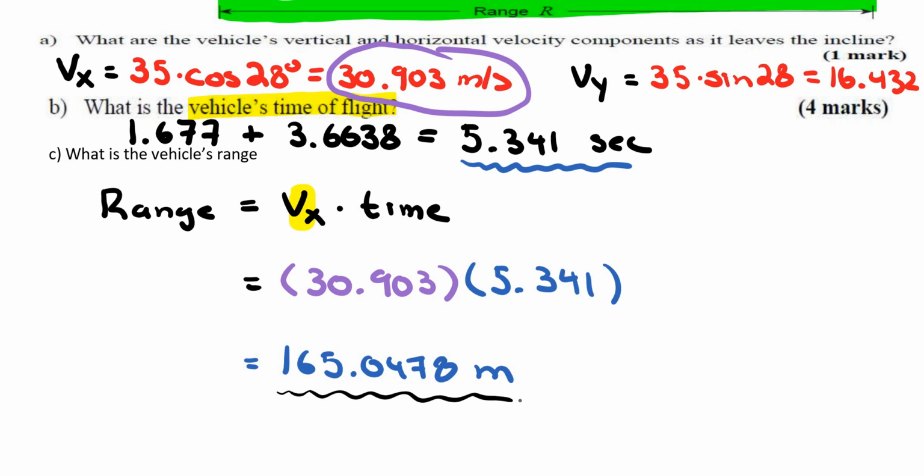Depending on how many decimal places you use in your calculations, you should be somewhere close to this particular number. As long as you have the right concept, it's your horizontal velocity component times the answer that you had from part B, which is the vehicle's time of flight. That should definitely give you the range right there. Okay, so that concludes this homework video guide.